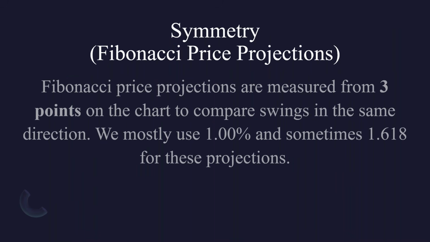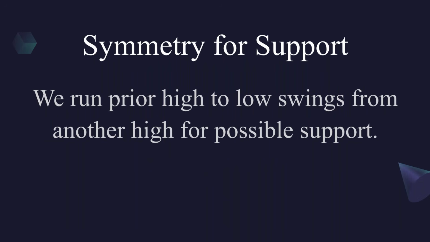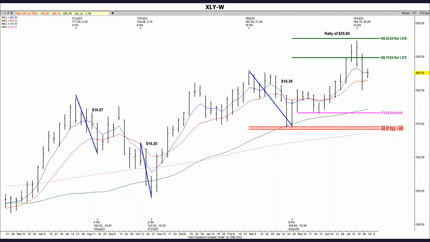As far as Fibonacci price projections, they're measured from 3 points in the chart. Okay, we already went over that. We use 100%. Sometimes we use 1.618, but not very often. But sometimes we do use that. Symmetry for support, we run prior high to low swings from a prior high. We've already gone over that.